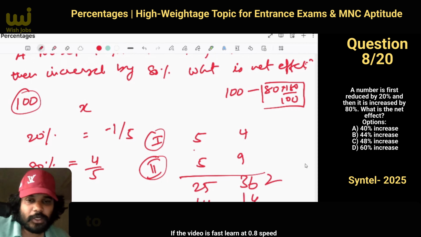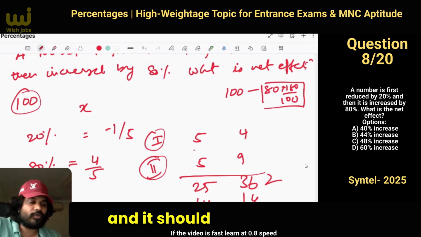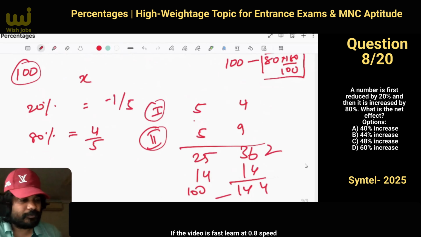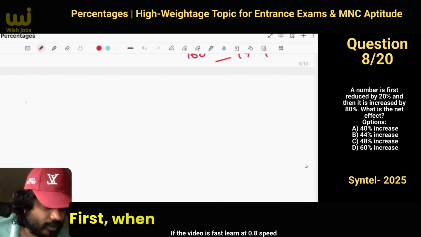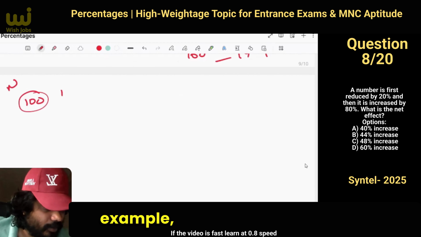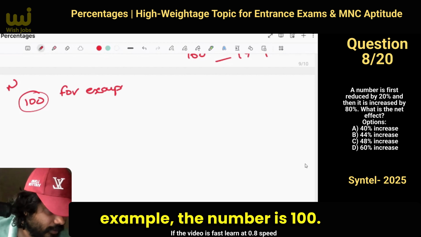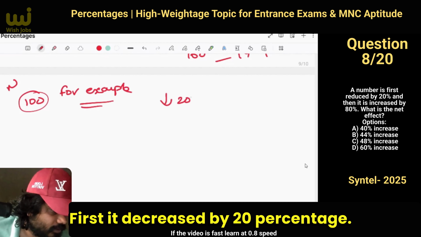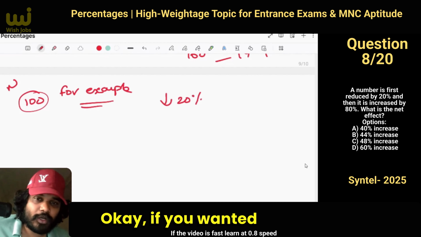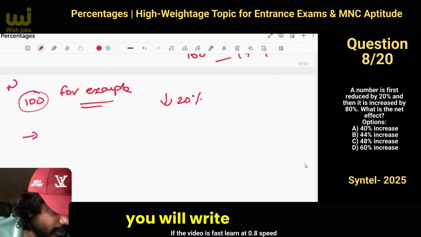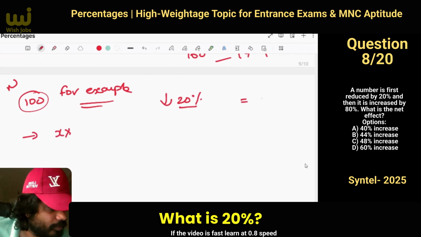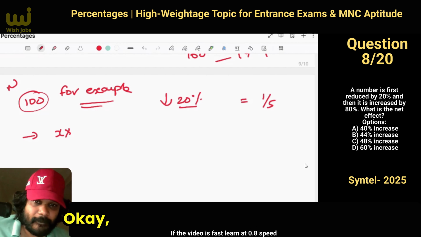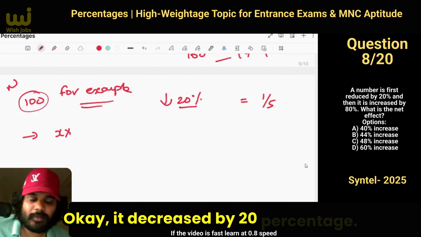But I will tell you why we need to multiply these two equations, and it should be common. I'll tell you that, and you will understand in a better way. First, think for example the number is 100. First, it decreased by 20 percentage. If you want to write it in an equation method, you will write x into, it is 20% decreased, right? What is 20%? 1 by 5. It decreased by 20 percentage.